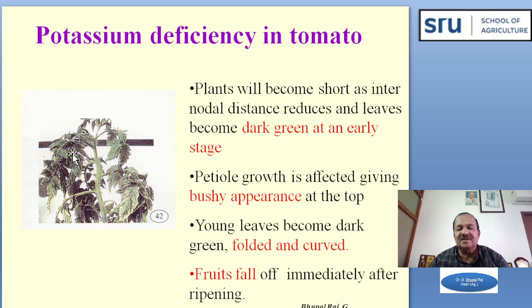Again, this is also tomato. What happens in tomato? The additional symptoms for tomato, in addition to losing the dark color at early stage: it will look like a bushy appearance. The leaves will become dark green. Leaves will become folded and curved. So that is the main symptom in the tomato, and the tomato fruits will be falling down.